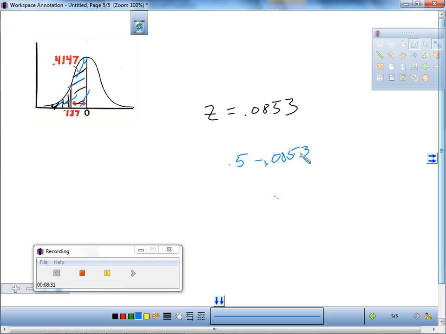So if we take that 0.5 and subtract 0.0853, yeah, it gives us 0.4147, and that's the area from the z-score to the mean. Okay, so hopefully that helps a little bit if you need to find the area when you're looking from the mean to a z-score.